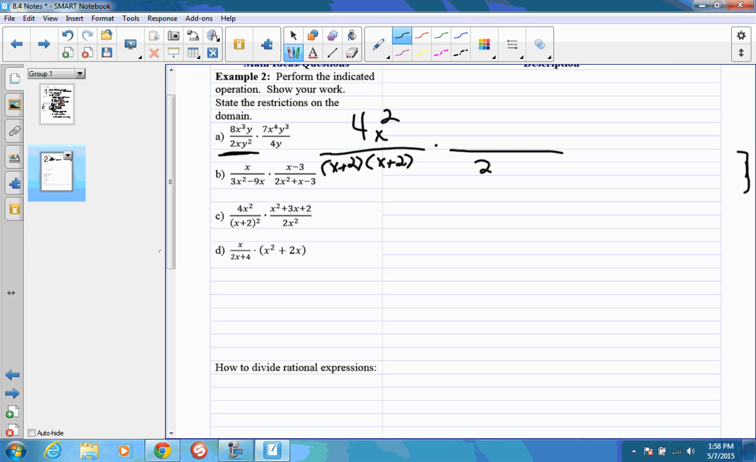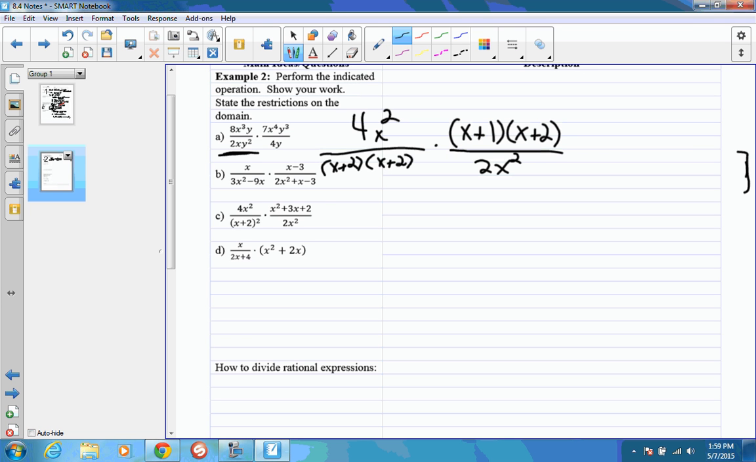The over 2x squared isn't going to factor, right? But x squared plus 3x plus 2, that's easy factoring. What does that break into? X squared plus 3x plus 2? 2 and 1? X plus 2, x plus 1, right? Yeah, I gotta write it down.